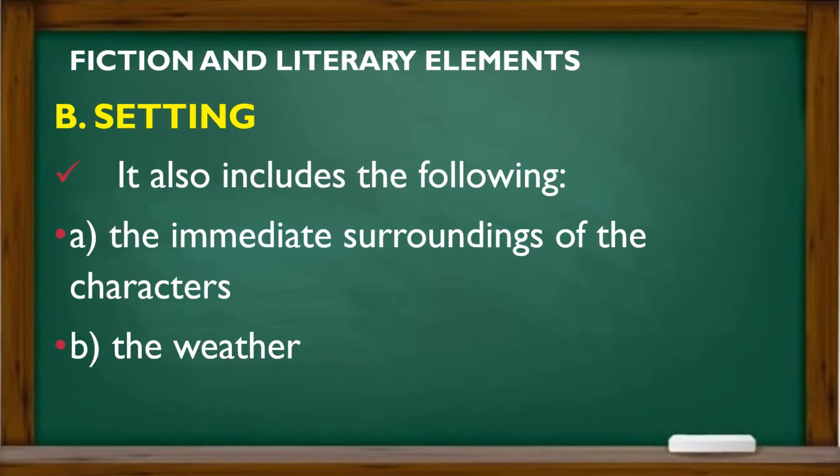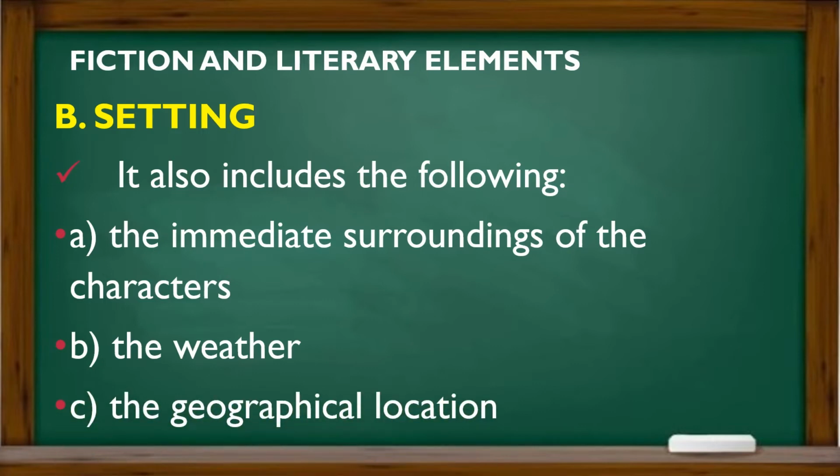B. The weather, such as cloudy, sunny, windy, snow, or rain, and many others. And letter C, the geographical location, including the city, state, country, and possibly even the universe if the writer is writing science fiction.